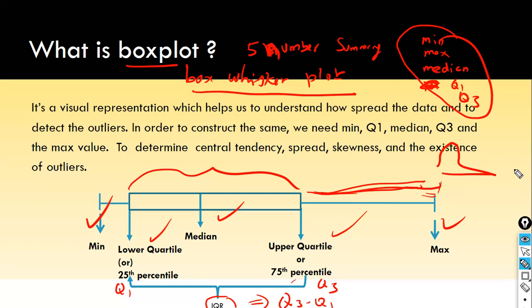Okay, box plot is very much helpful to understand or to plot the 5-number summary. What is the 5-number summary? You know very well now.